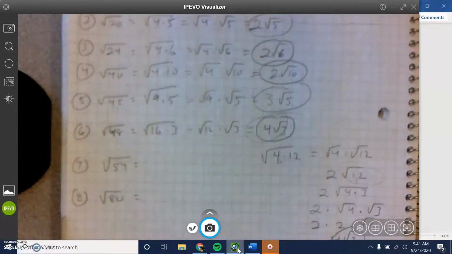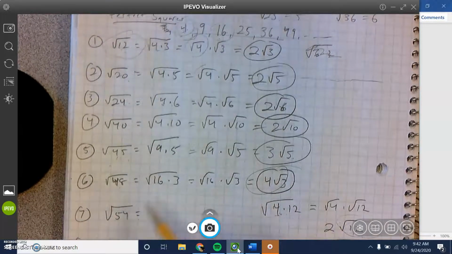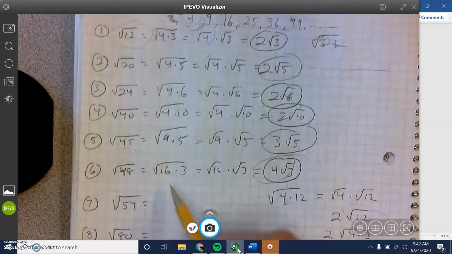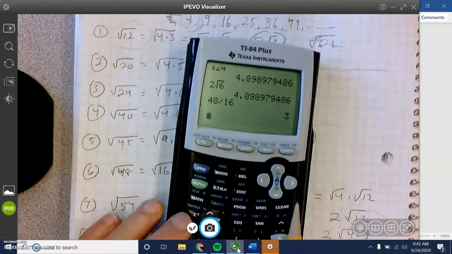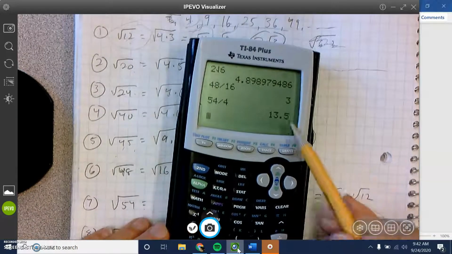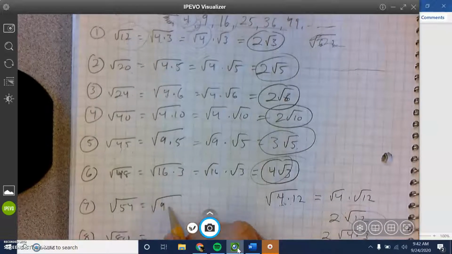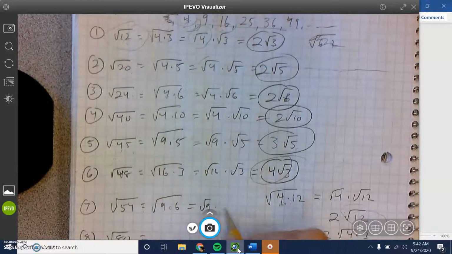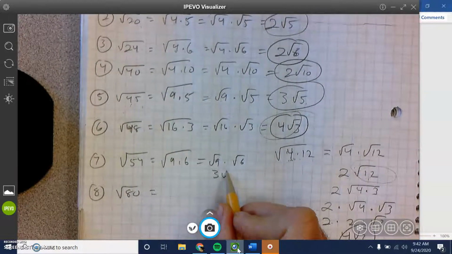Next, number 7. Square root of 54. All right, square root of 54 is, what perfect square? Does 4 go in there? No. If you don't know, let's do this. 54 divided by 4 gives me a decimal. It doesn't go in evenly. It doesn't work. But I know that's 9 times 6, which is square root of 9 times square root of 6, which is 3 square root of 6.